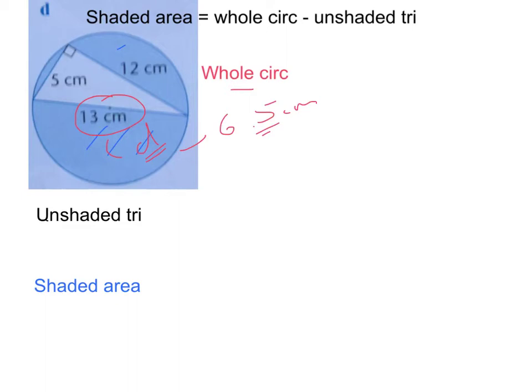We also have the breadth and the height of the triangle to get the unshaded part. This will be the breadth, and this will be the height of the triangle. So all that's enough to be able to figure out the shaded area. So let's give it a go. Let's try doing this one.